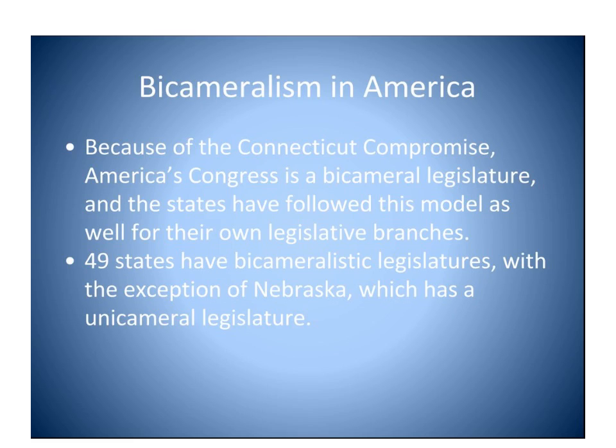Bicameralism in America. Now, obviously, you probably see the parallels between the two then and now and how they form the U.S. Congress today. Because of the Connecticut Compromise, America's Congress is a bicameral legislature, and the states have followed this model as well for their own legislative branches. And 49 of the states have bicameral legislatures, each having a House and a Senate, with the only exception of Nebraska, who decided to have a unicameral legislature for whatever reason that is beyond me. I guess they just wanted to make a statement, because there's not much going on for Nebraska.